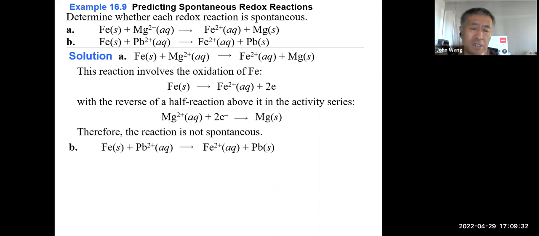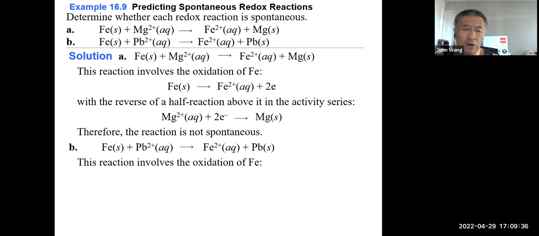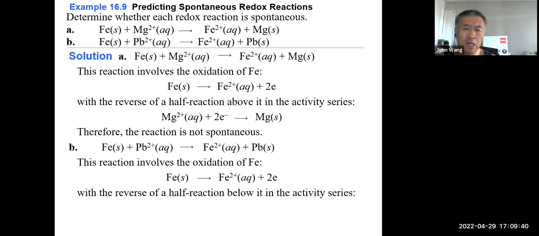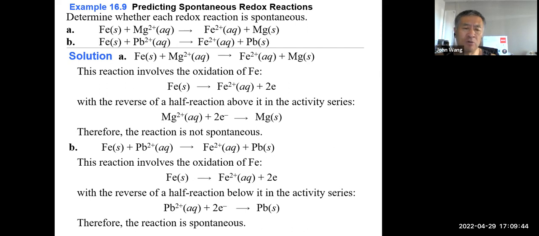The second part is we have the reaction involving Fe. So Fe is being oxidized, and it is on top of the reverse of lead being reduced. So therefore, we can say this reaction will be spontaneous.